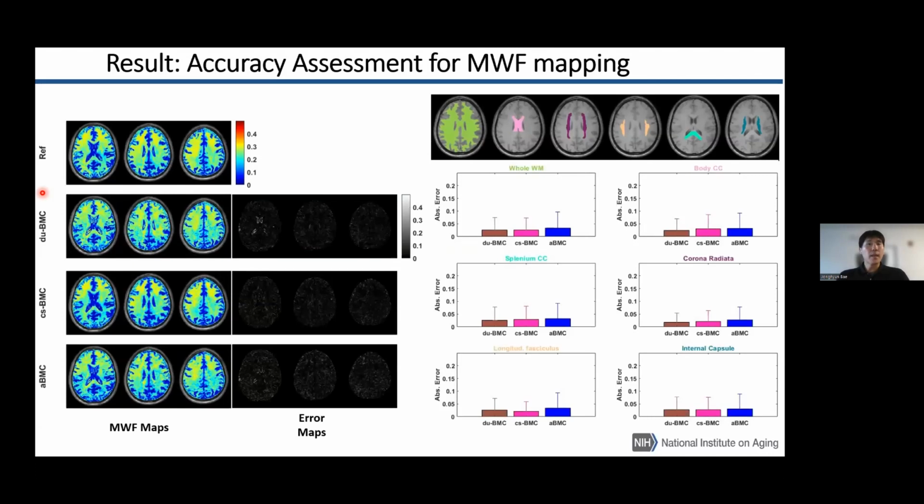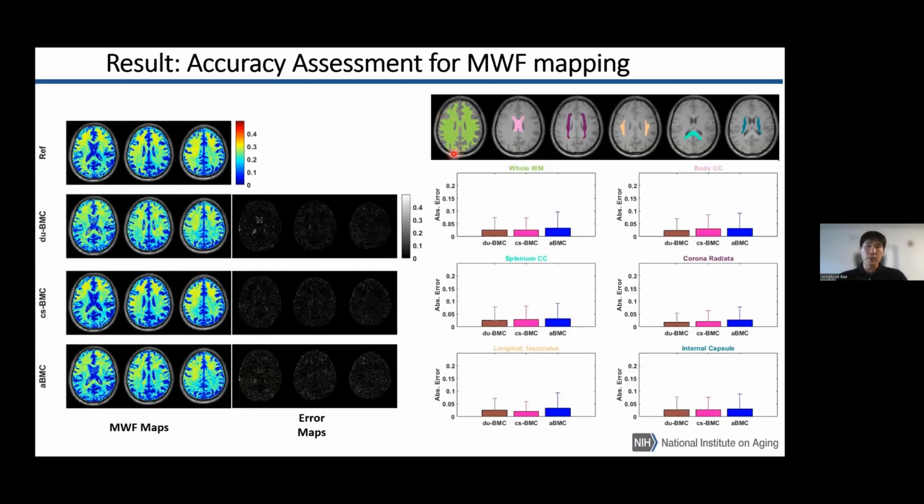So here are the estimated myelin water fraction maps using fully sampled reference and different undersampling patterns. We can see that the myelin water fraction estimates show higher myelination in the white matter compared to the cortical gray matter. And once again, with visual inspection, we see very little difference between the myelin water fraction maps from fully sampled reference data and those from the undersampled data.